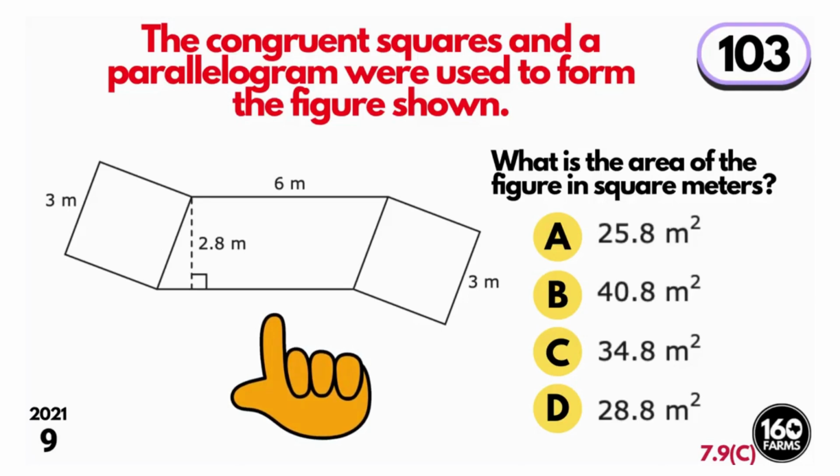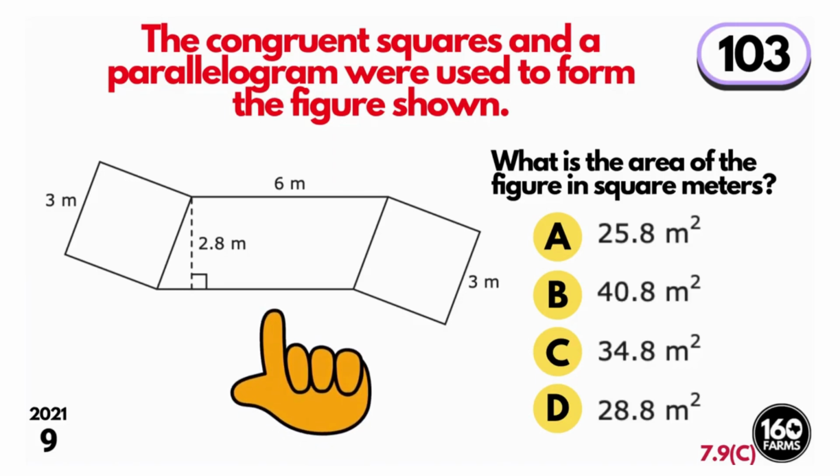Looking at 2D geometry in an irregular shape. Now, irregular shapes are generally made of regular shapes. So let's start to work. Let's read the question really quick. The congruent squares and a parallelogram were used to form the figure shown. What is the area of the figure in square meters?